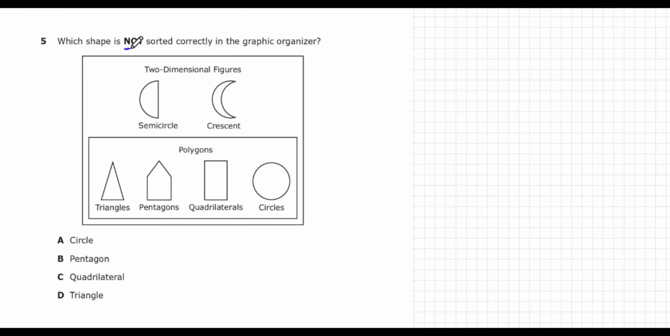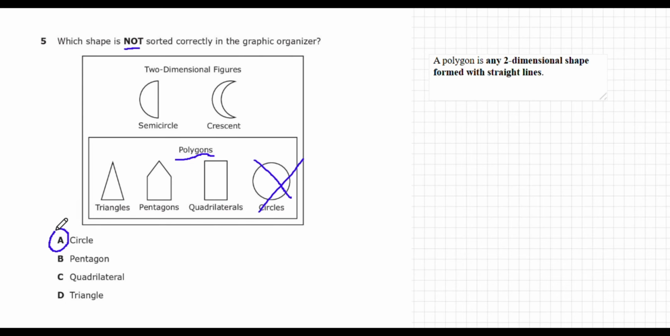Which shape is not sorted correctly in the graphic organizer? A polygon is any two-dimensional shape formed with straight lines. The circle does not fit this definition. Therefore, A is the correct answer.